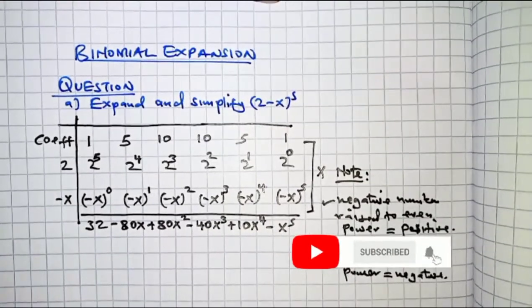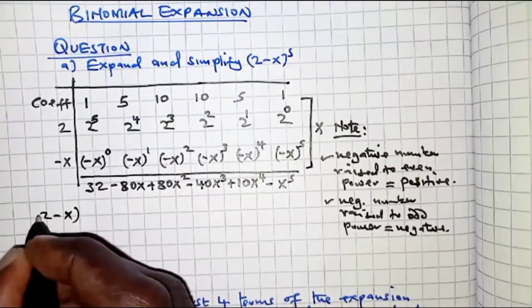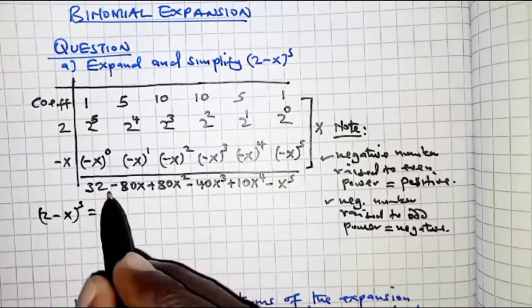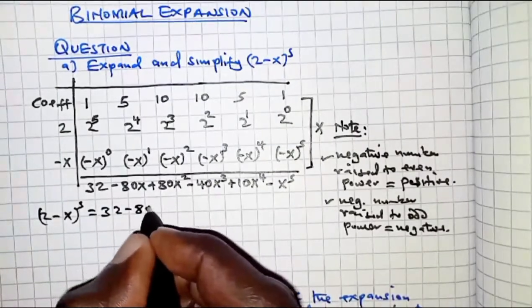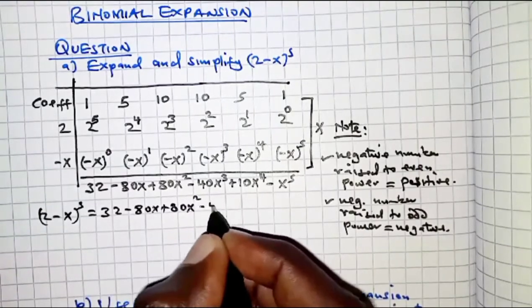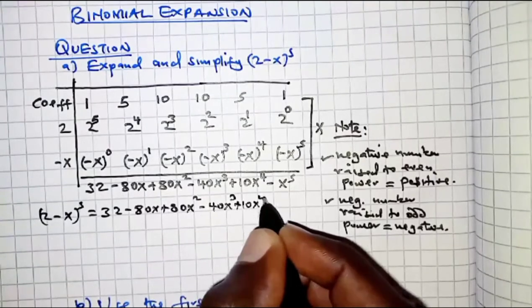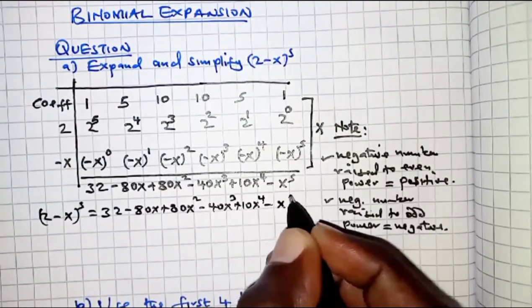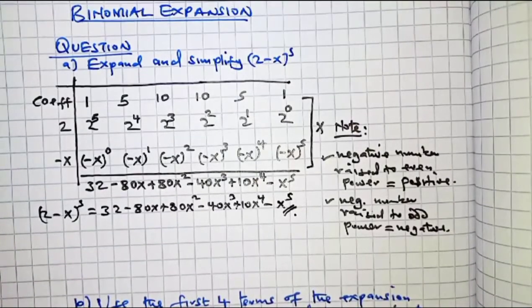So from here, what we can say is that (2 minus x) raised to the power 5 is therefore 32 minus 80x plus 80x squared minus 40x cubed plus 10x power 4 minus x power 5. So that is the expansion.